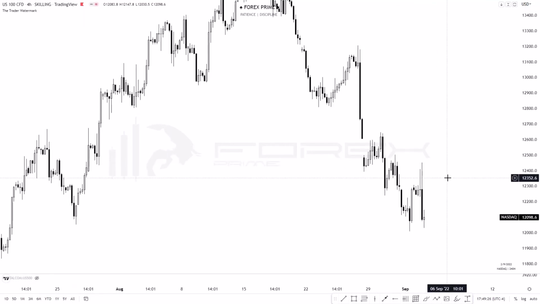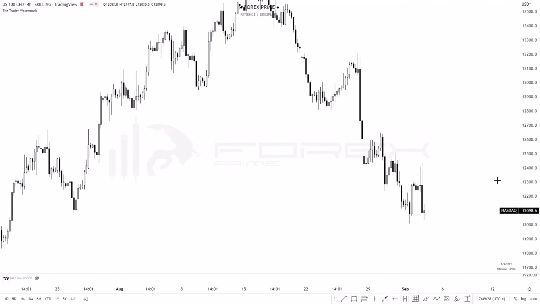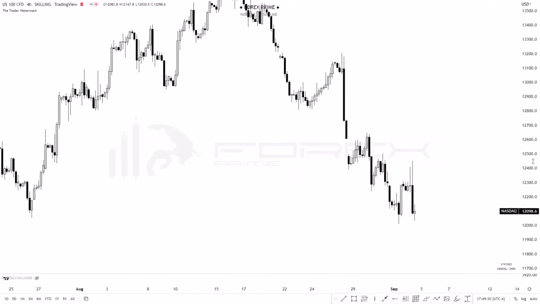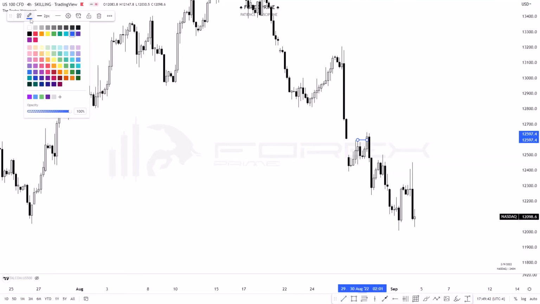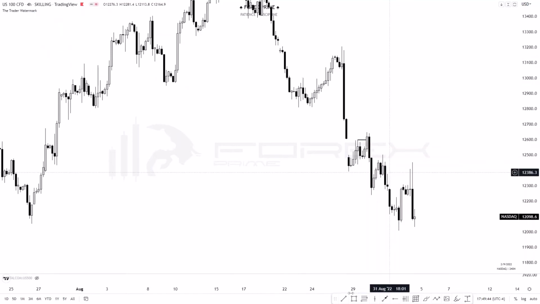Looking at it on the 4-hour, like I explained in the previous example, we can see that price traded above this high here. In doing so, price took out the buy side liquidity and taking out this low, breaking structure, right here.